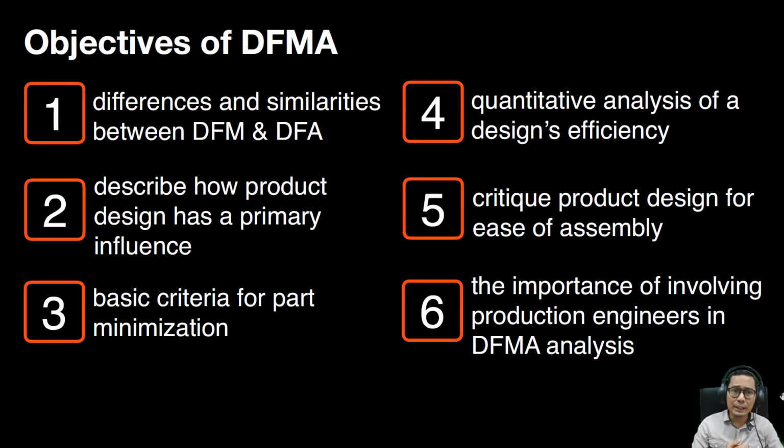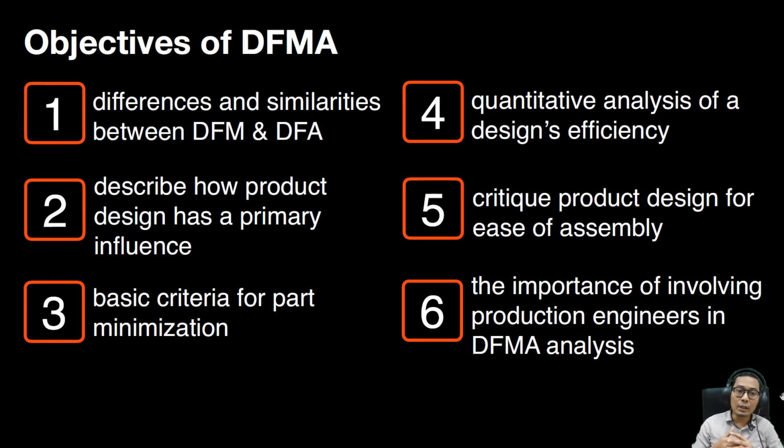So what are the objectives of DFMA? There are six objectives of DFMA. The first one is to identify the differences and similarities between DFM and also DFA, since these two methodologies form the DFMA method. The second one is to describe how a product design has a primary influence.